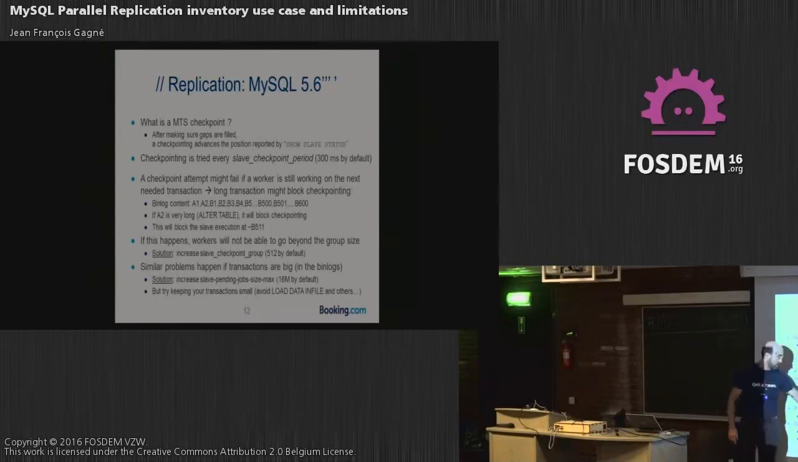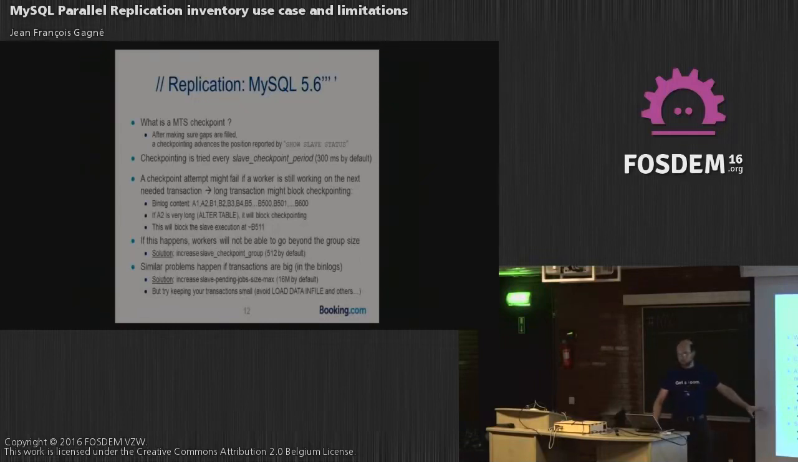So the solution is to increase slave checkpoint group, which is the length of the unexecuted transaction, the read ahead where we can have gaps. And if we have big transactions, so imagine a transaction that is 100 megs in the bin log, this can happen, that will fill the queue of the dispatcher, so you can control that with slave pending job size, increasing that. So that's it for MySQL 5.6.